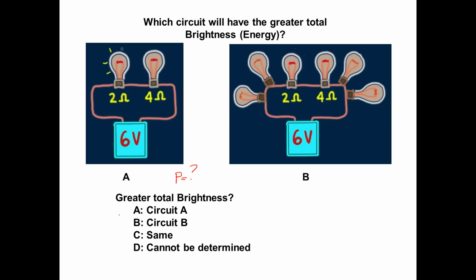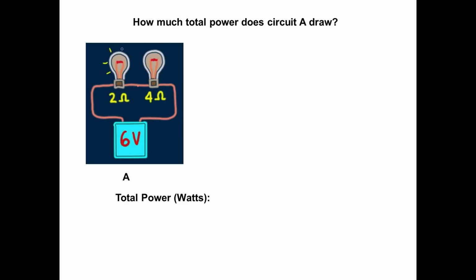The correct answer is circuit A, even though there were only 2 bulbs. Why? We have both greater current and greater voltage on each of the bulbs. And in fact, how much power does circuit A draw? We already know that the voltage in circuit A is 6 volts, and we determined earlier that the current is equal to 1 amp. 6 volts times 1 amp tells us that it is 6 watts.